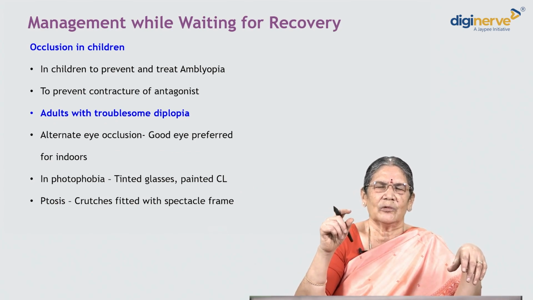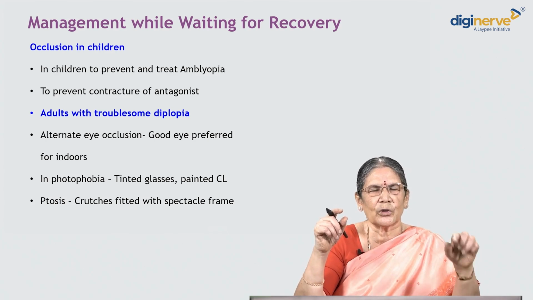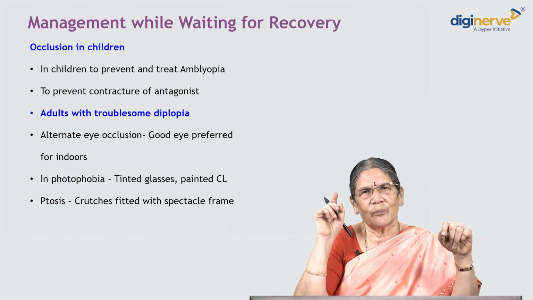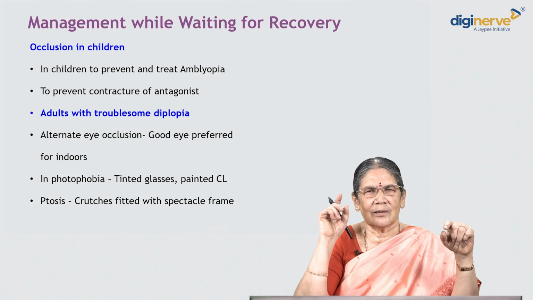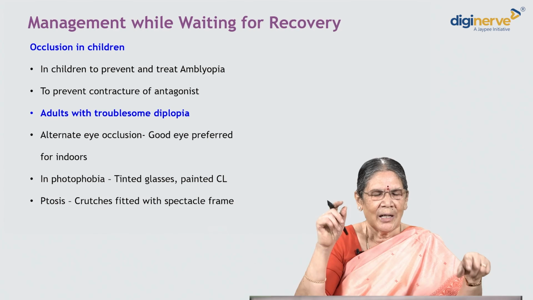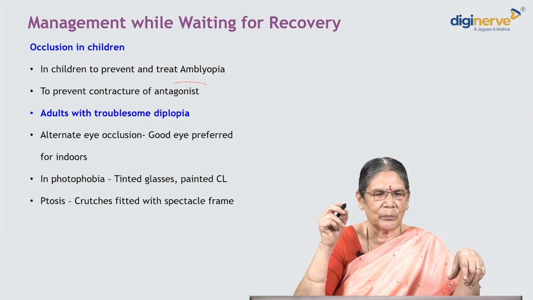So, what will you do when we are waiting for the recovery? If the patient has no symptoms, is okay, but what should be done? In children, occlusion should be done to prevent amblyopia, because usually the eye is always out, and very easily they can go for amblyopia. At least to some extent by occluding you can prevent or improve some part of the vision in those patients. Also to prevent the contractures of the lateral rectus, that is also very important.